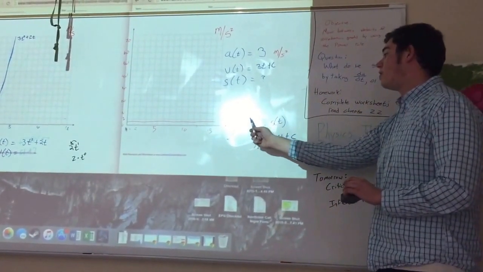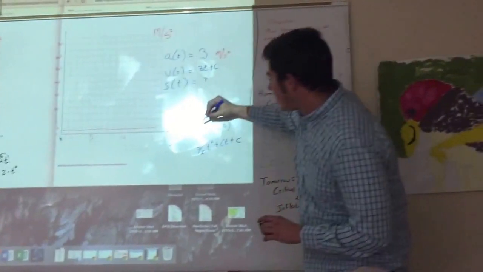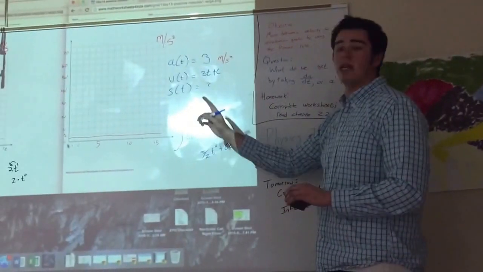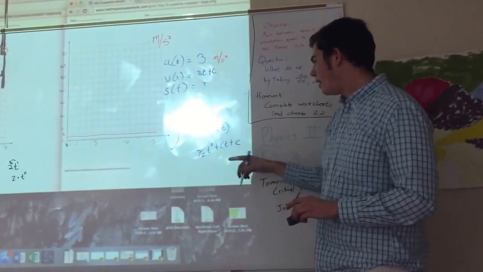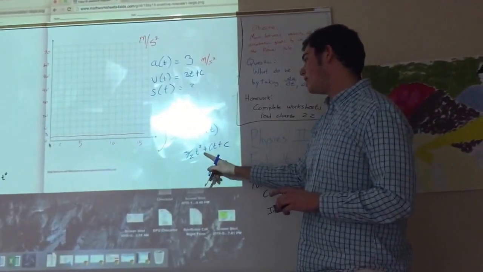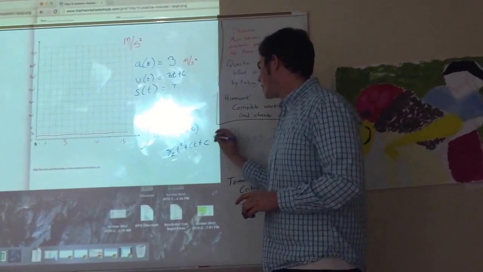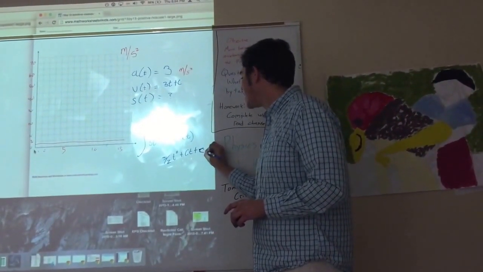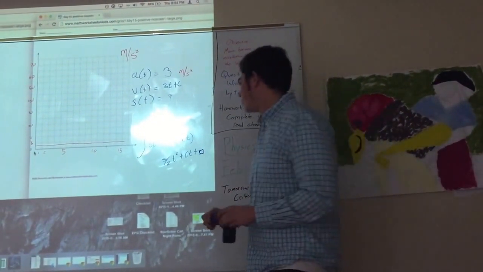Because we're transferring over this constant right here, that's c to the first, so when we're integrating back in for time, we need to account for that in there. So our position is 3 halves t squared plus ct plus, and we're going to call this other constant d, just so that we're not using the same variable too frequently.